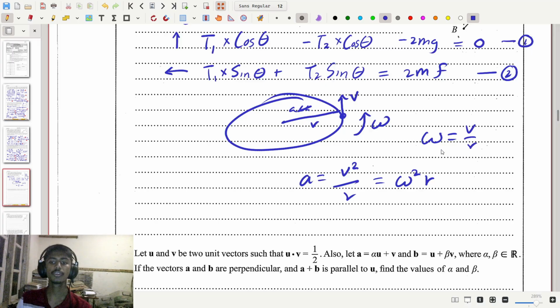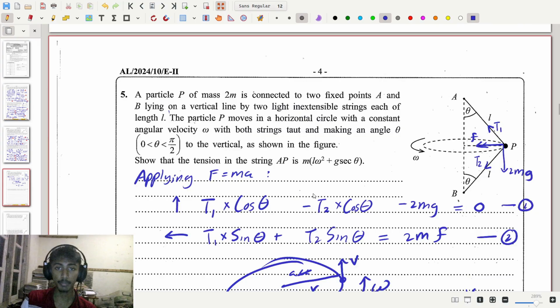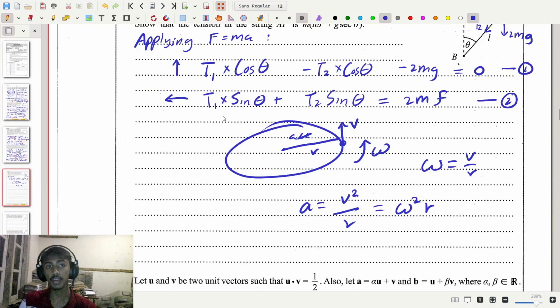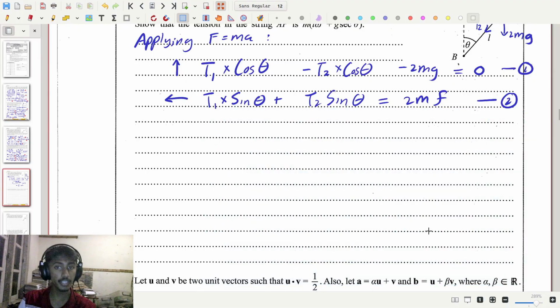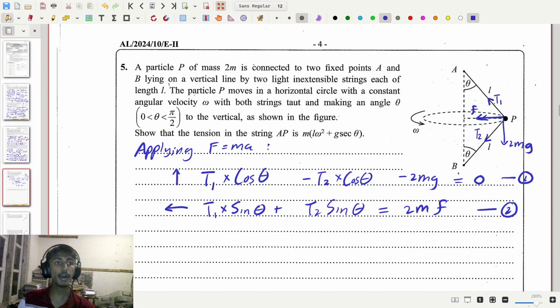Now in our case, we have omega but we don't have v, but we of course don't need v since we have omega. But what we don't have is the radius of the circle, at least we don't have it directly, but we can easily find it by considering the trigonometry here. So in this situation, we can see this length AP is of length L. Similarly, of course, the length BP is also of length L.